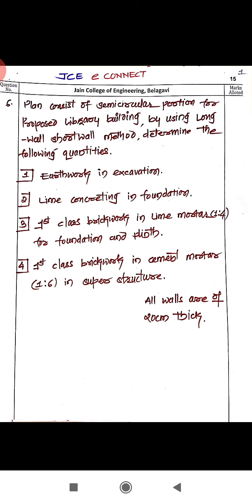Now this plan consists of a semicircular portion for a proposed library building. By using long wall short wall method, determine the following quantities: earthwork in excavation, lime concrete in foundation, first class brick work in lime mortar 1 is to 4 in foundation and plinth, first class brickwork in cement mortar 1 is to 6 in superstructure. All walls are of 20 centimeter thick.